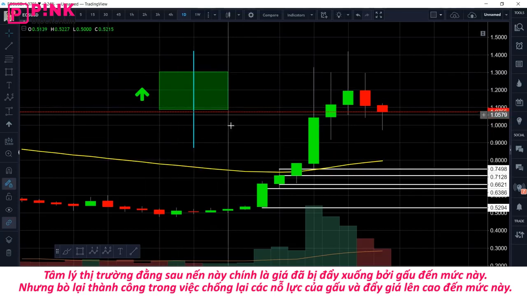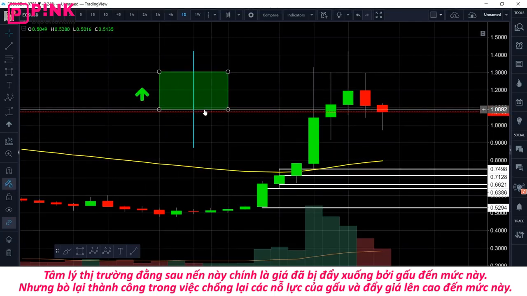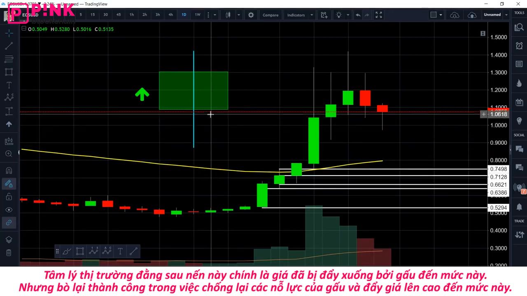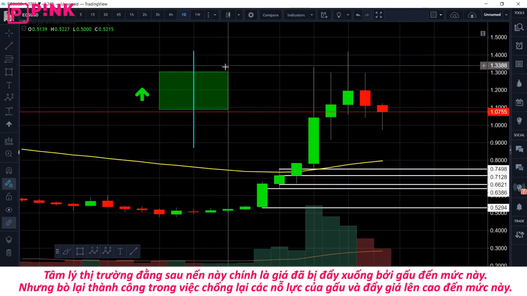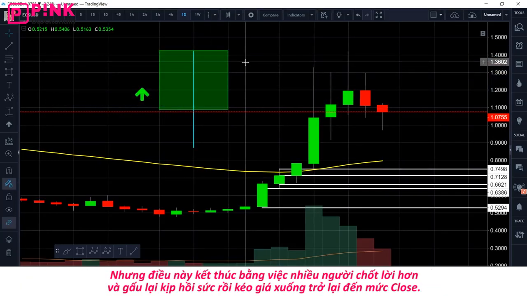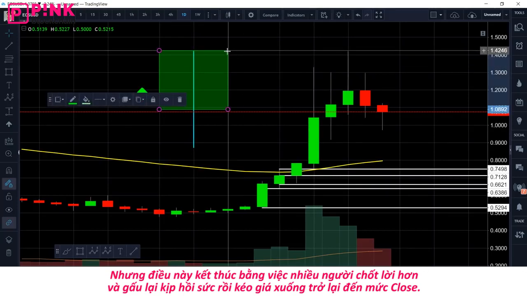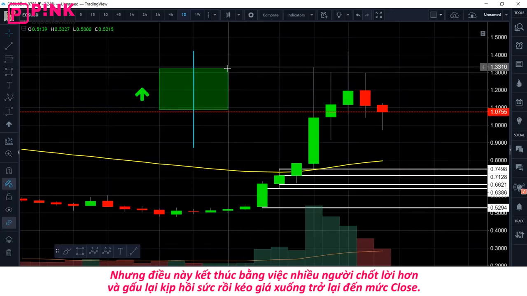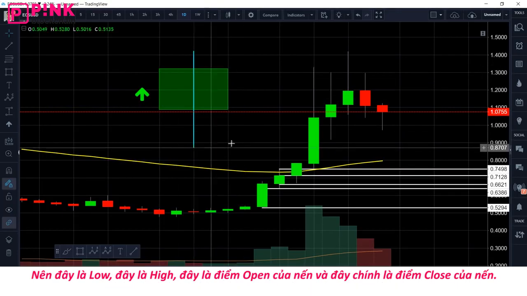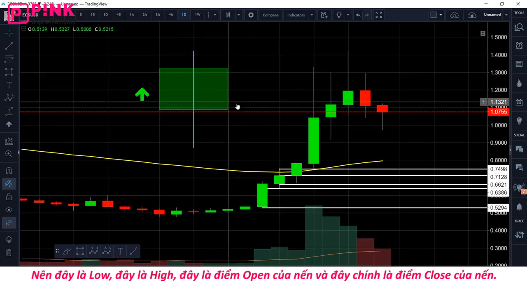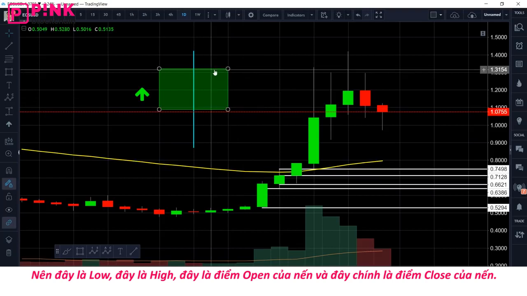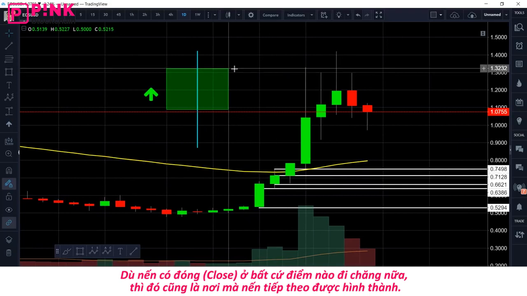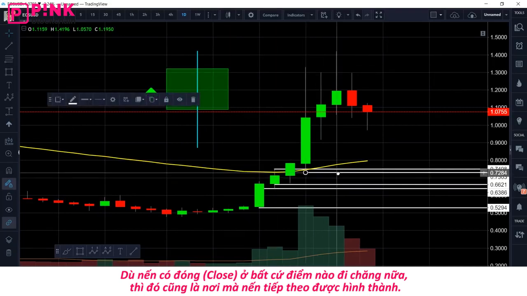So the market psychology behind this candle is that it got pushed down by the bears here, right? But the bulls successfully gained control, and they pushed it all the way up to here. But what ended up happening was more people took profit, bears took control a little bit, and they pushed it back down to where the candle eventually closed. So this is the low, this is the high, this is the candle opening, and this is the candle closing, okay? So wherever the candle closes, which is right here, is where the next candle ends up beginning, right?